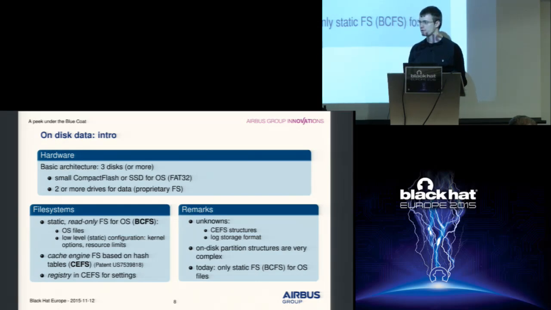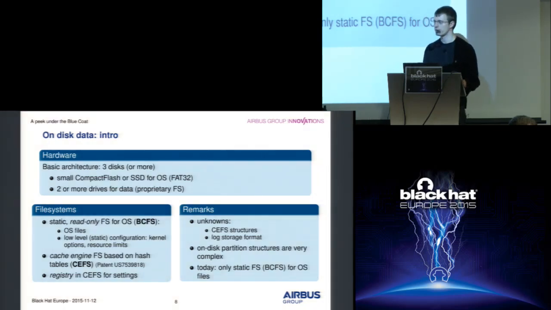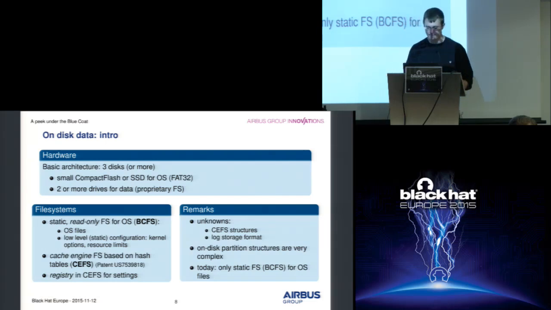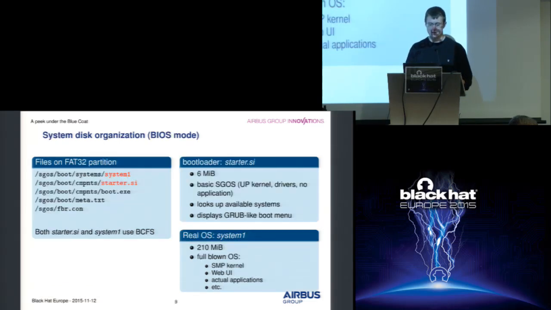So today I'm going to present only BCFS, which is the static file system storing the system files, binaries. So where do you get into BCFS? If you look at the FAT32 partitions, you have several files.